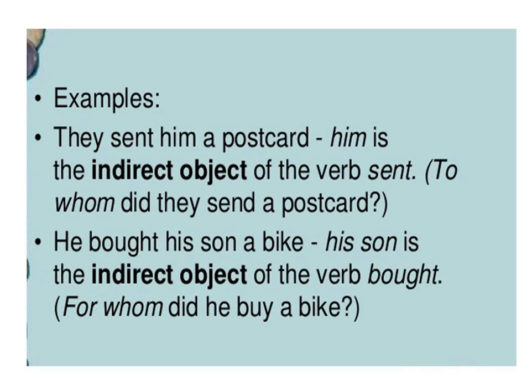He bought his son a bike. His son is the indirect object of the verb bought. So he bought his son a bike. Okay. His son is the indirect object of the verb bought. How? So you can answer yourself. He bought a bike for whom? For whom did he buy a bike? For his son. So his son is the indirect object of the verb bought.